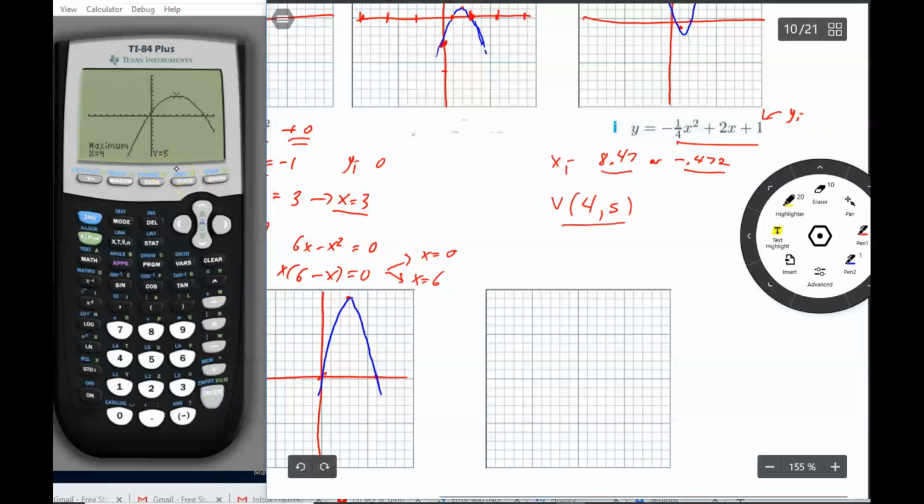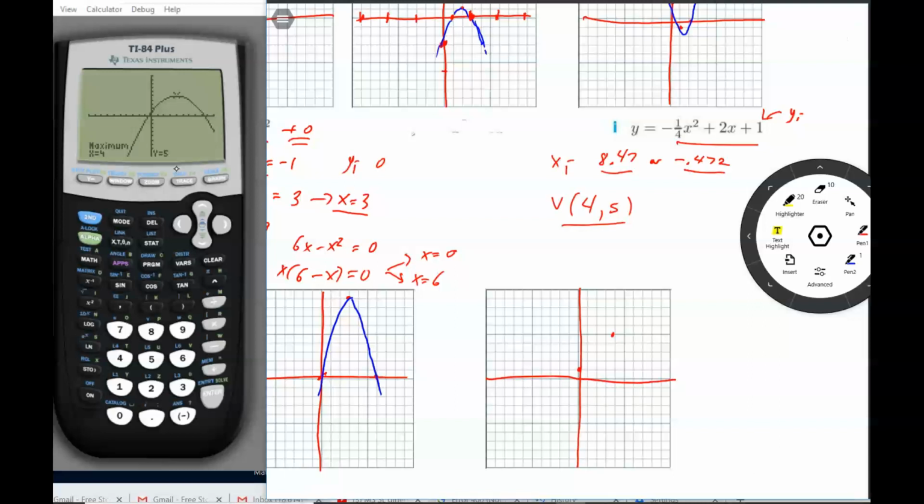Okay? So I'm going to mark stuff here on the grid, okay? I'm going to put (4, 5). I'm going to put the y-intercept of 1. I'm going to put the x-intercepts of 8.47, which is about 8.5. It's right there. And -0.472, it's about -0.5. And then I'm going to connect them to make a curve. It looks kind of like that. Okay? So that's it for this page. That was a long video, wasn't it?